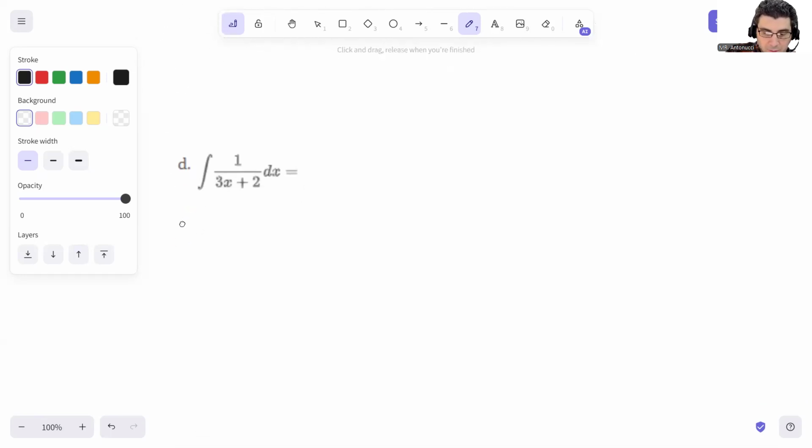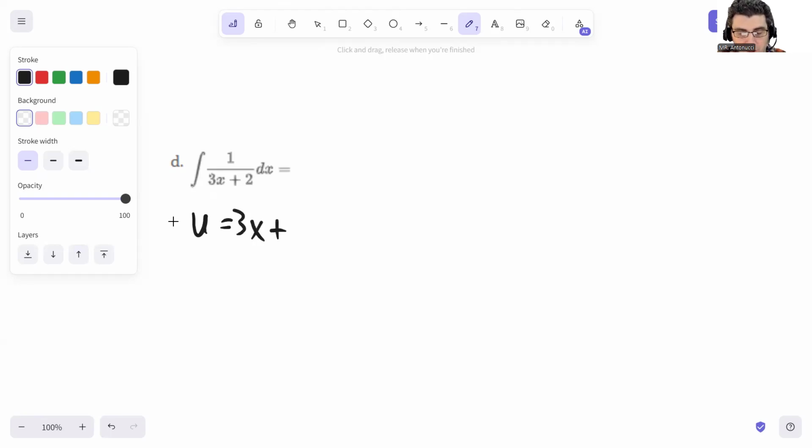All right, and then the last one I want to look at for this video is the integral of 1 over 3x plus 2. Here, the choice of u is 3x plus 2, then du is equal to 3 dx. There is no 3 there. So one way you could actually think of this is if you multiply by 3 and multiply by 1/3, you can get it to work out.